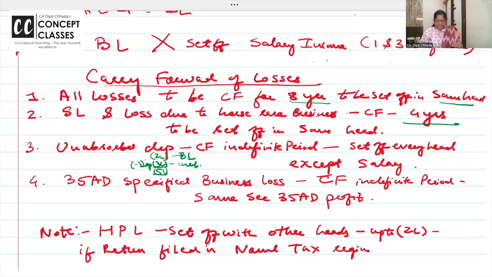other head. See, normally when you carry forward loss, you have to set off in the same head. House property, speculative, owning and maintaining horse races, same. But unabsorbed depreciation can be set off next year also. It can go and meet the neighbors. They can roam anywhere in the colony day and night, except salary. Why, ma'am? Why house property loss cannot be set off in salary? Because 1 and 3 are not friends.